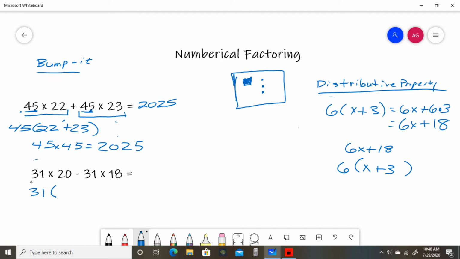So if you factor a 31 out of 31 times 20, you're left with just 20. And if you factor a 31 out of negative 31 times 18, you're left with minus 18, which makes sense. You have 20 31s, and you're going to end up taking away 18 of those 31s. So you're just left with 2 of our 31s. 31 times 2 is 62. So 31 times 20 minus 31 times 18 is going to leave us with 62. And that's it for using numerical factoring.